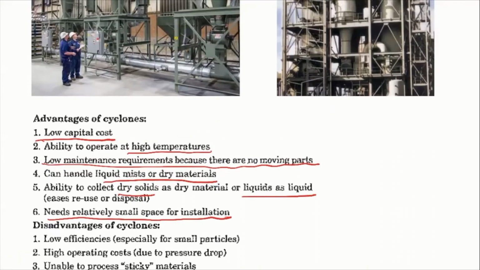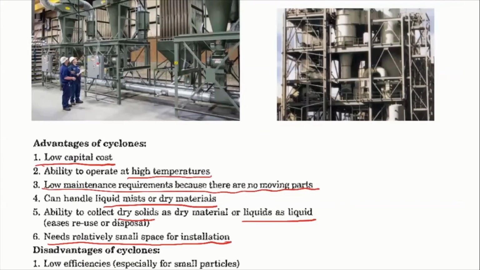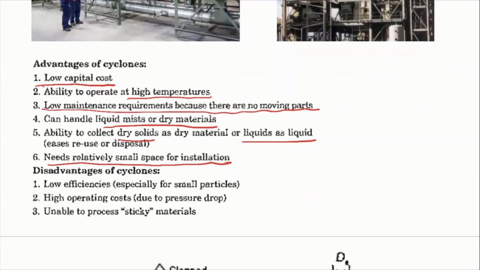And also it needs relatively small space for installation. This is mainly because the airflow going through the device has a very high speed, right? To maintain that high speed, the device has to be small. If the device is too large, then it's going to create a high pressure drop. There are also a few disadvantages of cyclones. The most important one is that it has low efficiency for very small particles.